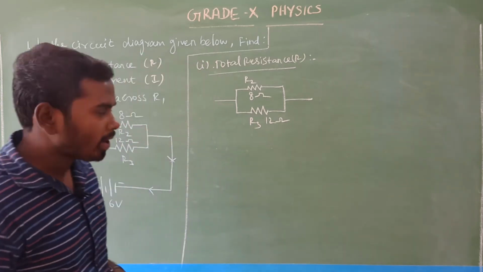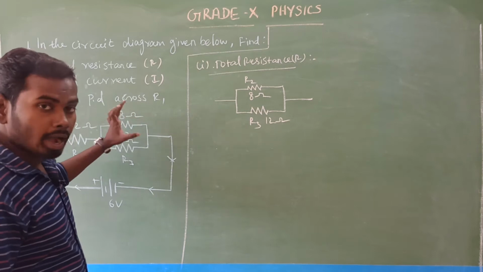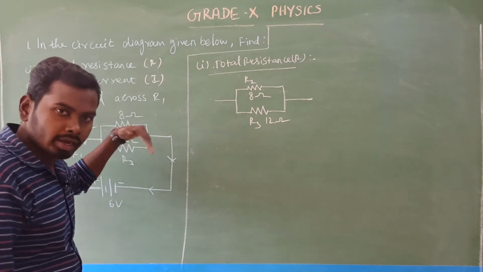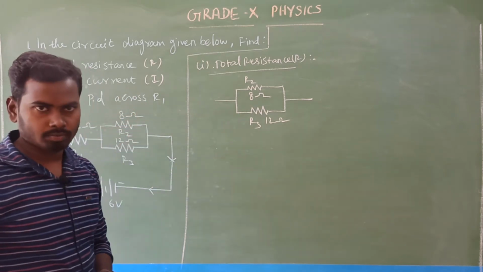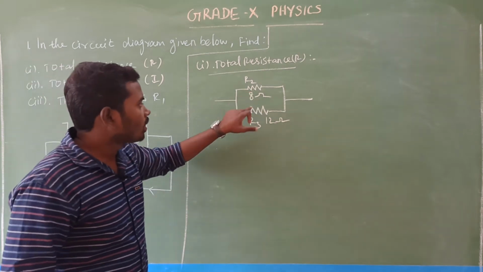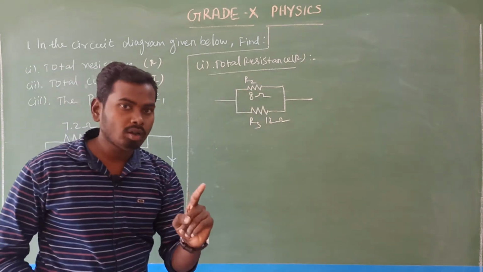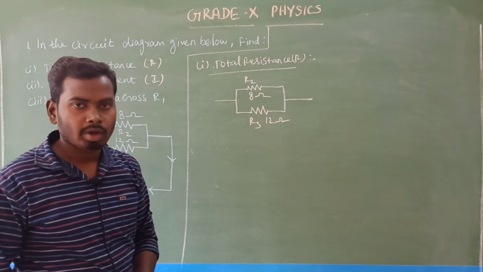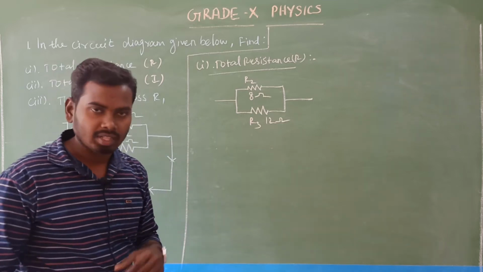Now I'm going to convert this parallel circuit into a series circuit. I'm going to make these two resistor values into only one resistor value. So how is it possible, sir? That is possible.